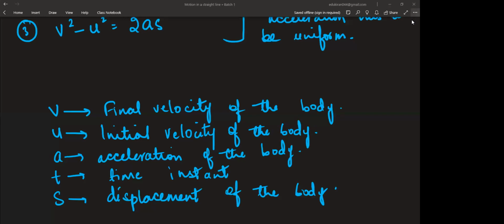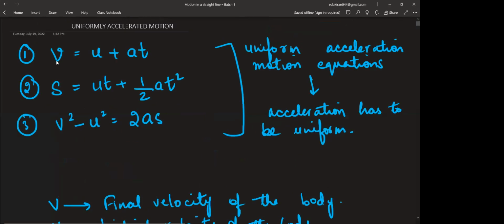Now let us come to our uniformly accelerated equations. V is equal to U plus AT. S is equal to UT plus half AT square. V square minus U square is equal to 2AS. These three equations we use. The first means final velocity is equal to the sum of initial velocity and the product of acceleration and time. The second means displacement is equal to the product of initial velocity and time added to half of the product of the square of time and acceleration.